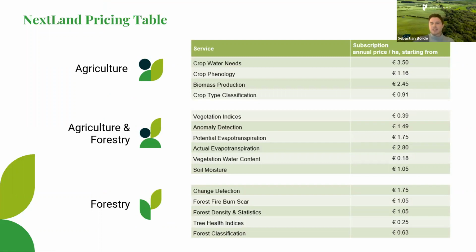This is a good estimate of what you can expect in terms of the annual subscription prices per hectare. Of course, this is not written in stone and will be a bit dependent on the individual service provider, but I think it's a good estimate of what to expect. So as you can see, there's the services for agriculture, for forestry applications, and then the one which can be applied in both fields at the same time.